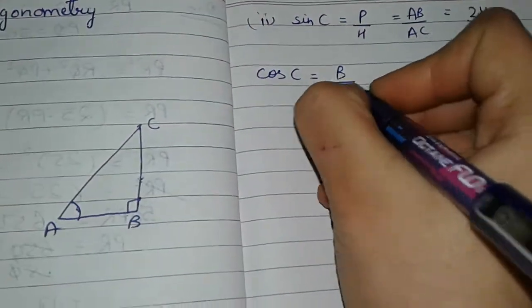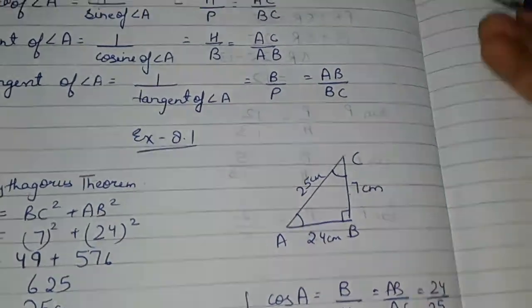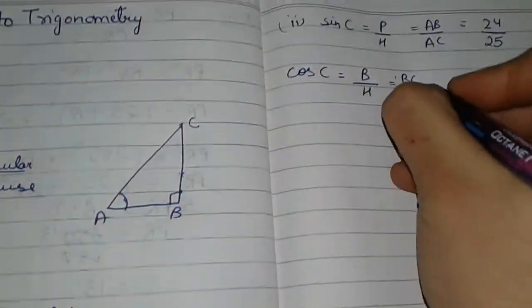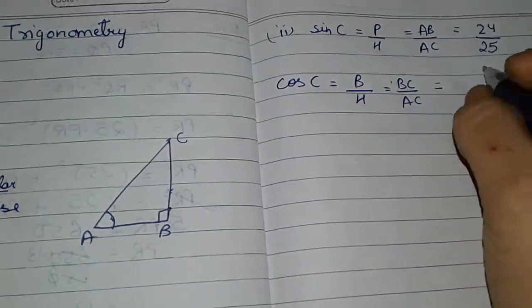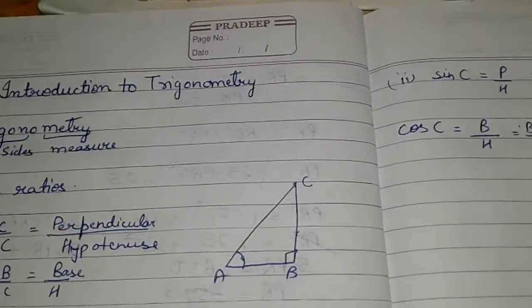Now for cos C. Cos C is base upon hypotenuse. For angle C, base is the side adjacent to the angle, which is BC. BC upon AC. BC is 7 upon 25. This is the first question.